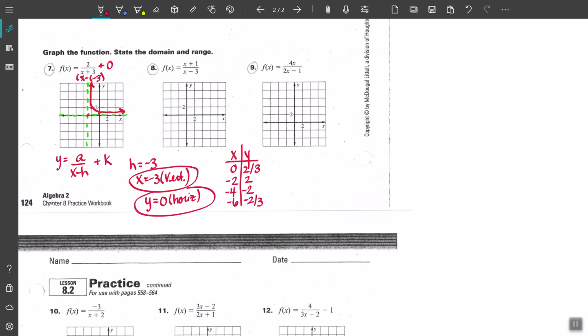So then I'm going to come in and plot those two. So x of -4 is going to take me here to -2 on the y. And then -6 will give me -2/3 right here. Now, using those 2 points and the asymptotes, I have to stay within those asymptotes. I can't cross them. I can draw in the second part of the graph.